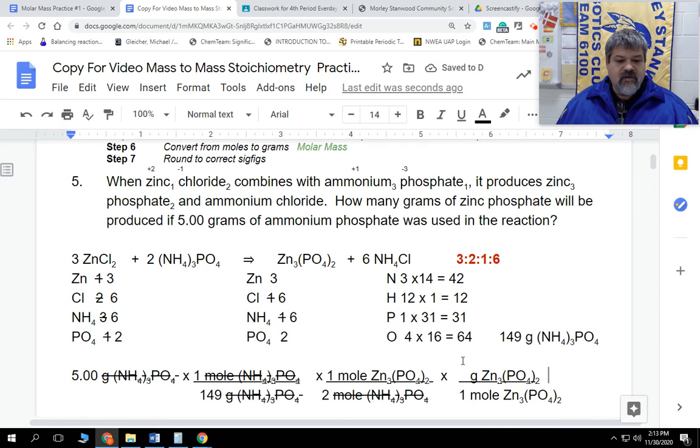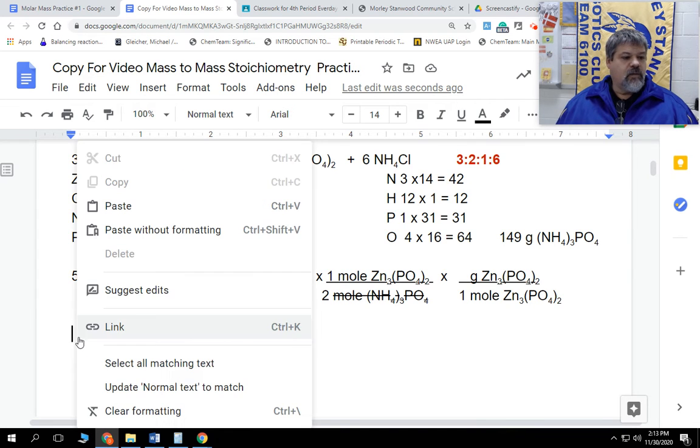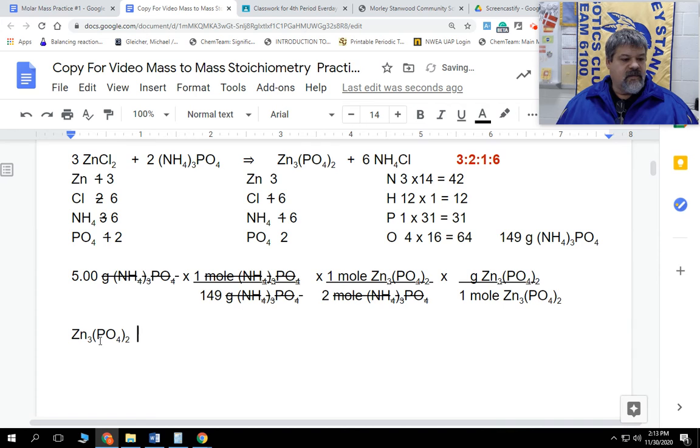So where am I going to do this one? I'm going to do this one down over here. And again, you can put it anywhere. So we're going to put in this. And now I know we're figuring out the molar mass.